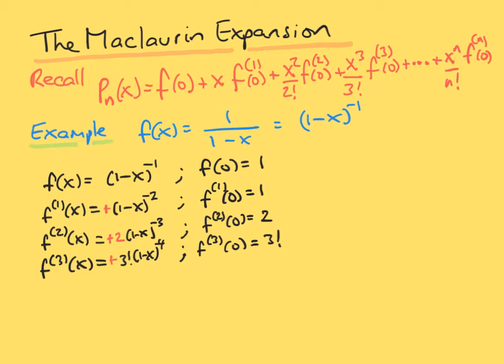I'm not going to do it here, but you can very easily, I hope, convince yourself that the fourth derivative is 4 factorial times (1 minus x) to the minus 5. And that means that the fourth derivative evaluated at x equals 0 would be 4 factorial, etc.